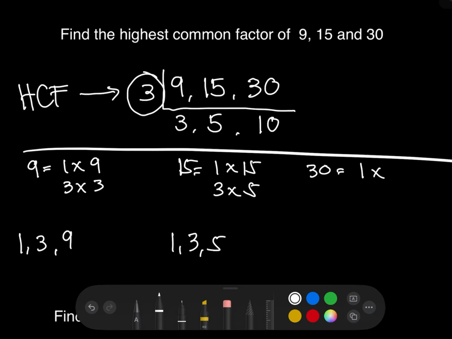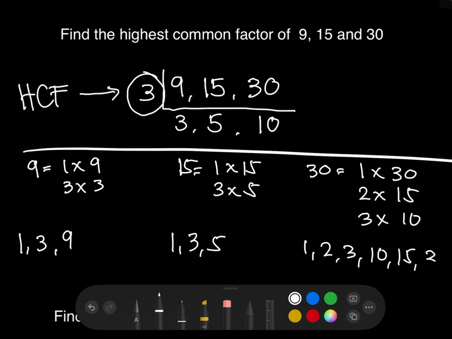For 30, the factors are 1 times 30, 2 times 15, 3 times 10, and also 6 times 5. I forgot, are there any other numbers? I think no more. That's for 30. So the factors of 30 are 1, 2, 3, 5, 6, 10, 15, and 30. But the highest common factor among these numbers is this.